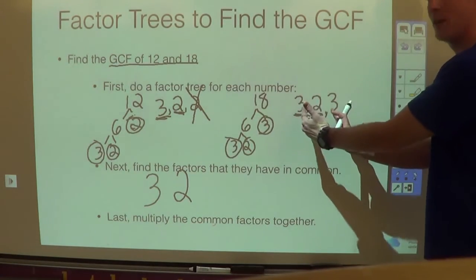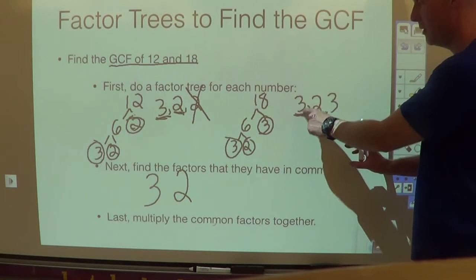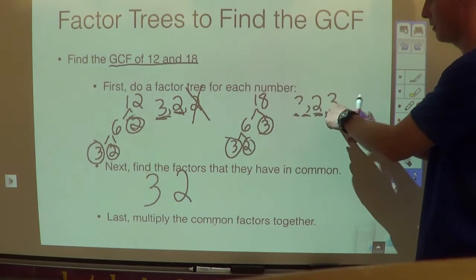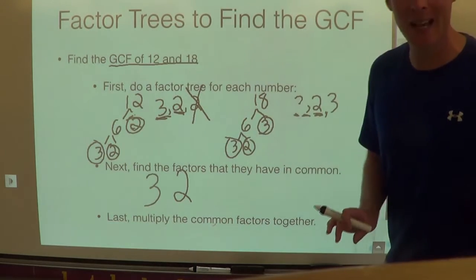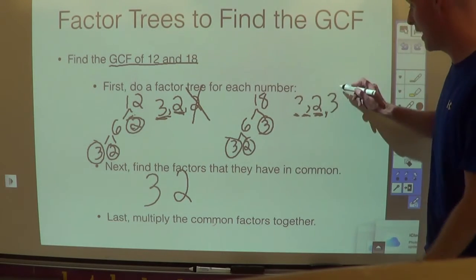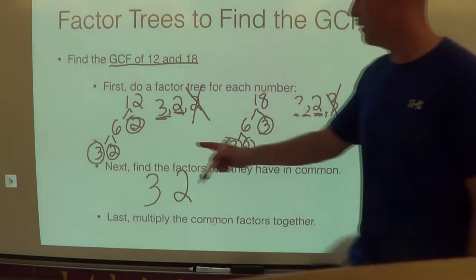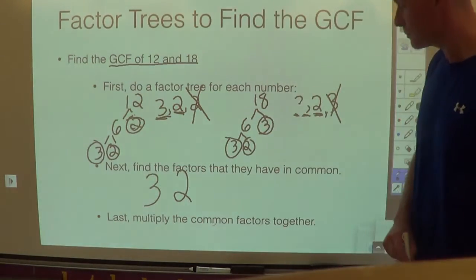Let's move to 18 and see if we have all those numbers. 3, you're gone. 2, you're gone. What about that 3? There's no date on the other side, so 3, you've got to go too. Boom. So therefore, I have 3 and 2.